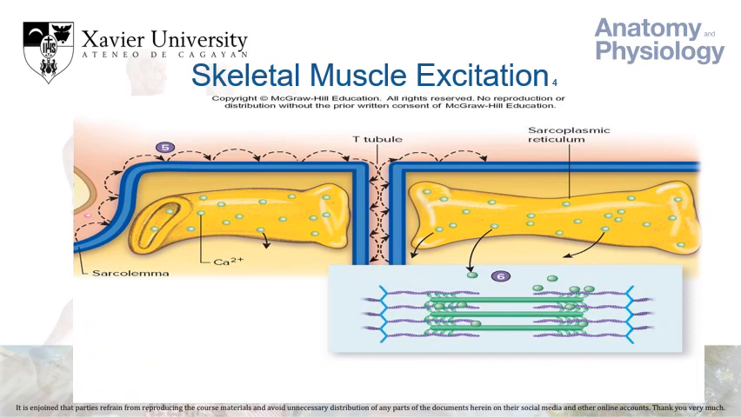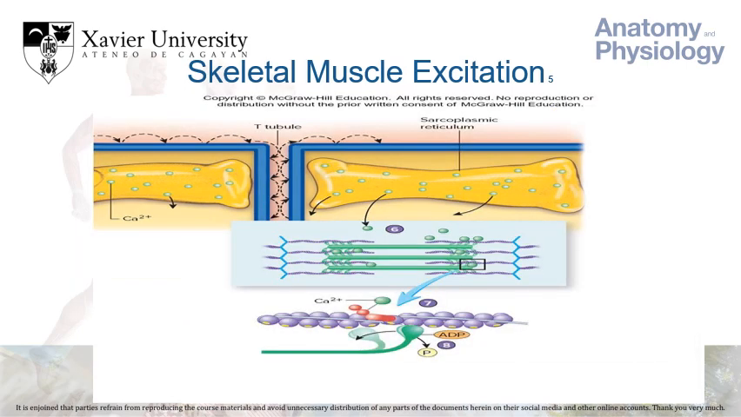As a result, sodium diffuses into the muscle fiber, initiating an action potential that travels along the sarcolemma and the T-tubule. Action potentials in the T-tubules cause the sarcoplasmic reticulum to release calcium ions. On the actin, calcium binds to troponin, which moves the tropomyosin and exposes the myosin attachment sites.